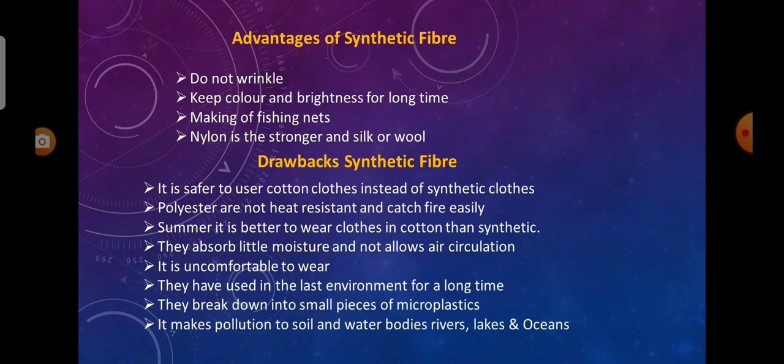They have been used in the land environment for a long time. They break down into small pieces of microplastics. Synthetic fibers cause pollution to soil and water bodies, rivers, lakes and oceans.